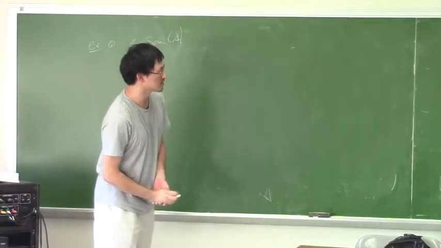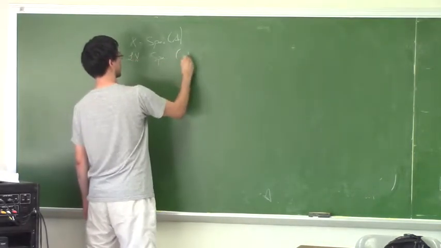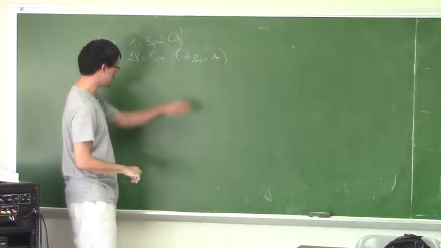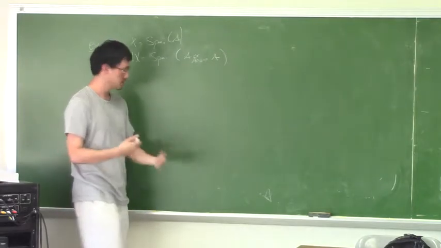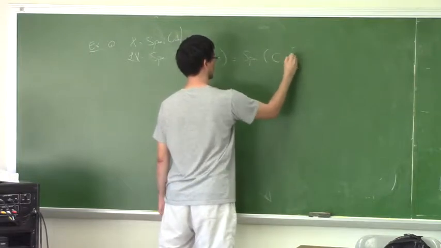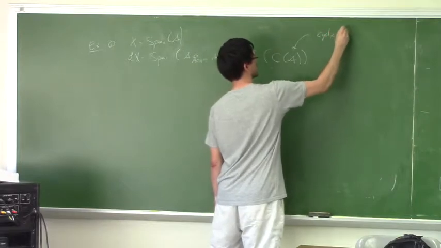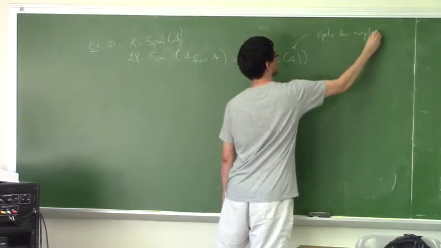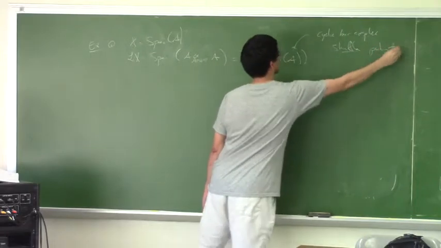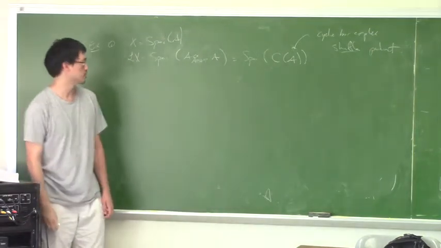Well, that means the loop space of X is in the spectrum A tensor A. So I need to resolve this in a way that gives it an algebra structure. And it turns out the cyclic bar complex has a shuffle product. I won't write it down. I think it should be in line order.